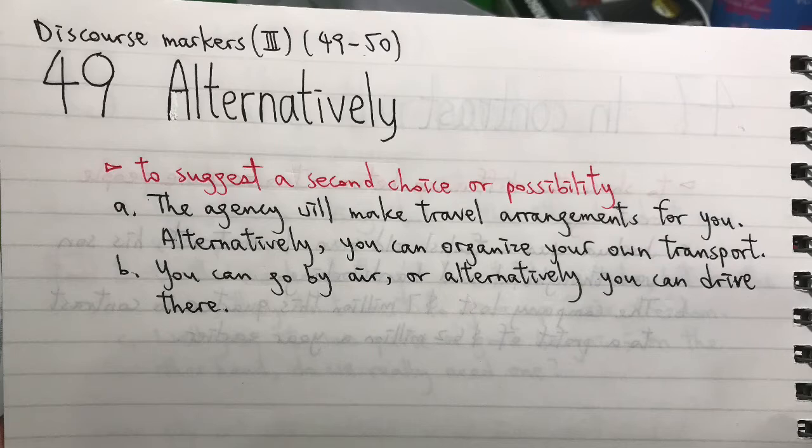B. You can go by air, or alternatively, you can drive there. So again, you have two options. I'm not saying which one is better. It's up to you. So you can see A, you have a full stop, and then capital A, alternatively, comma, or B, comma, or alternatively, no comma, all lowercase, all small letters. So either way is good. It's exactly an alternative.